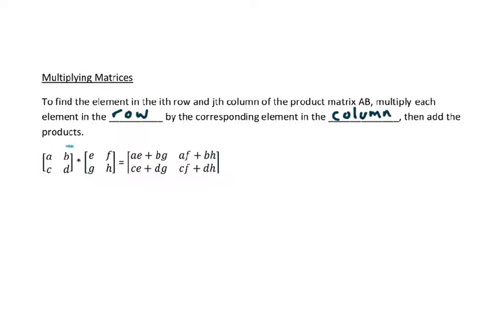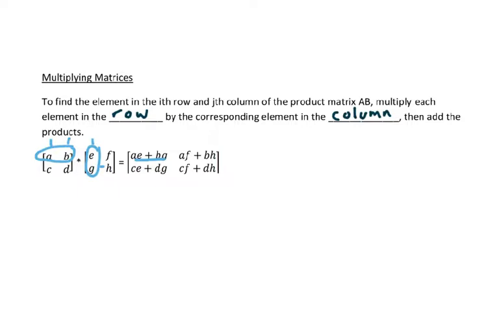So in the very first matrix, the row, and in the second matrix, the column. This is where we get this here: A times E, which is the first A times E, plus B times G. And that's what gives us our answer that goes in this first entry. All right? Okay, let's look at the next one.